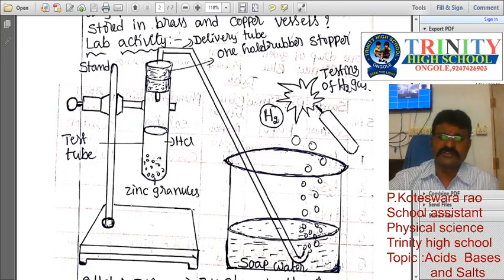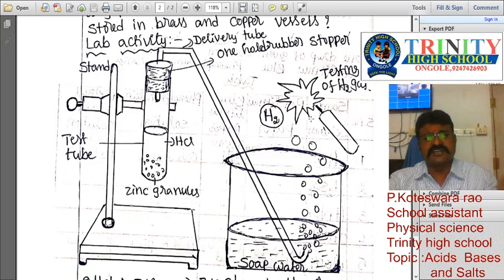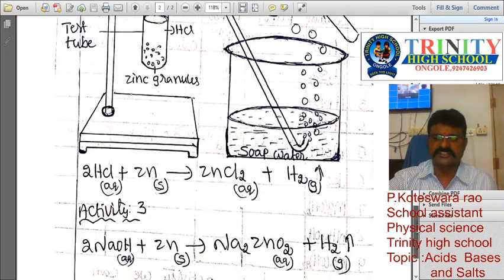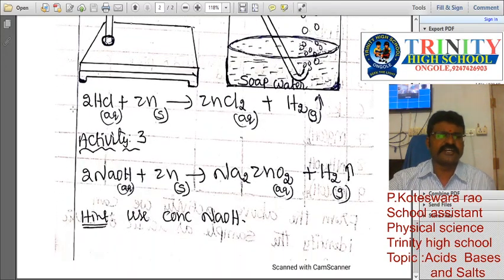So what is the surprise here? Acid reacts with metal, it produces hydrogen gas. Base reacts with metal, it also produces hydrogen gas. Okay, so what about that reaction? That reaction is nothing but here.